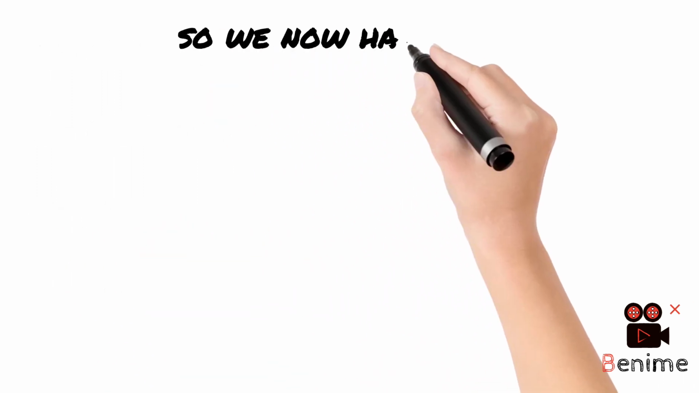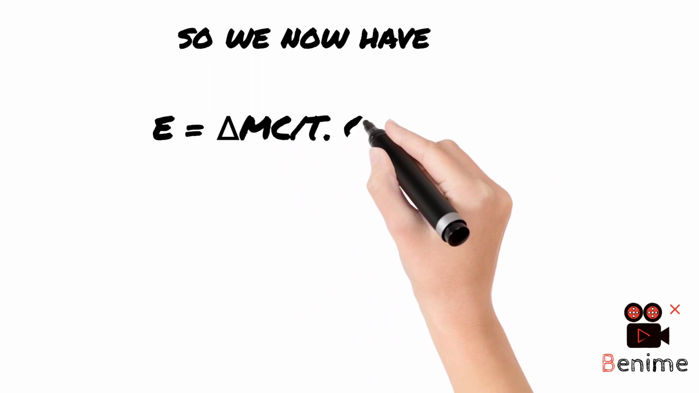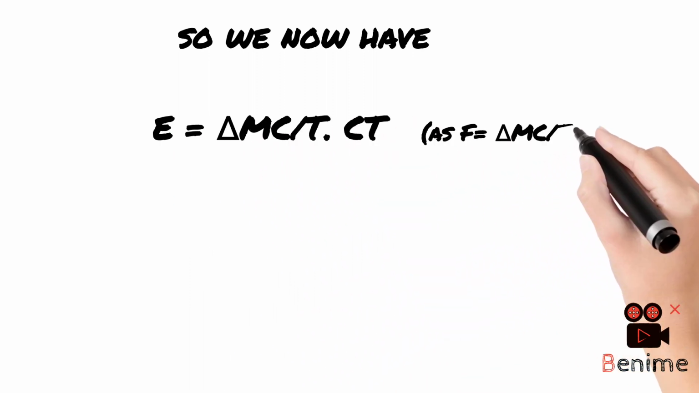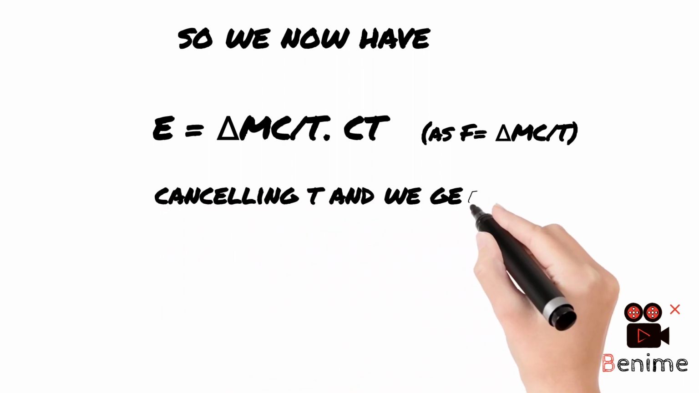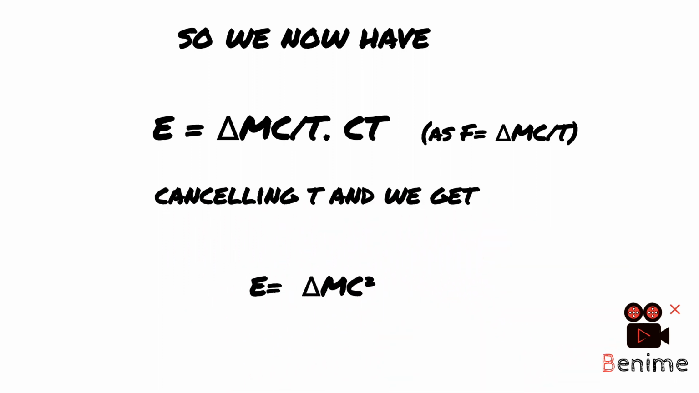Now let's combine the previous equation of force. We get E equals delta m times c by t, times c times t. Canceling out t, we get E equals delta m times c squared. I told you the meaning of delta. That's final minus initial, so by that definition delta m is just the mass gained by the object. And so, E equals mc squared.